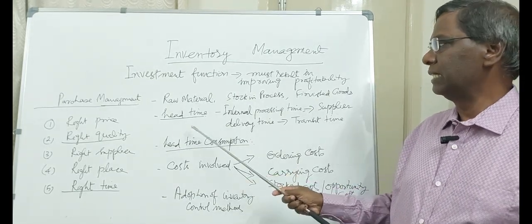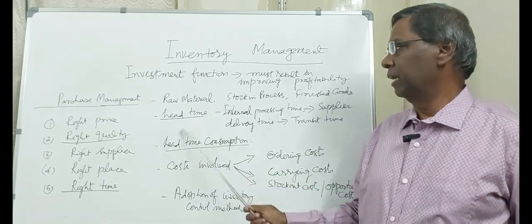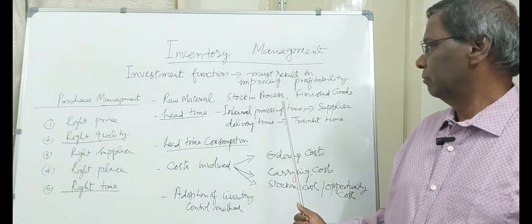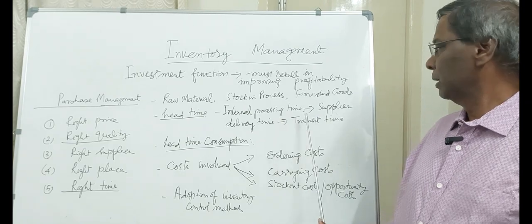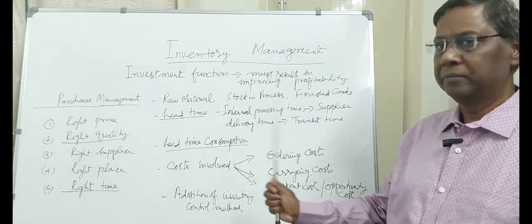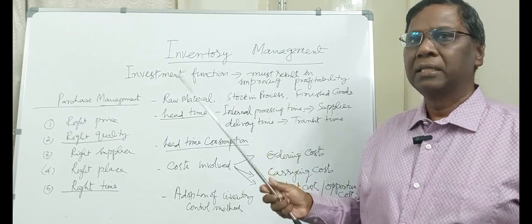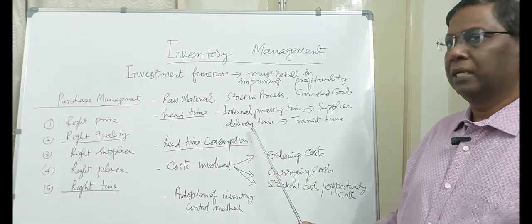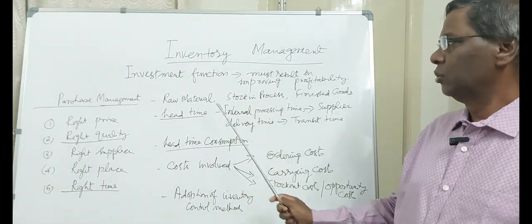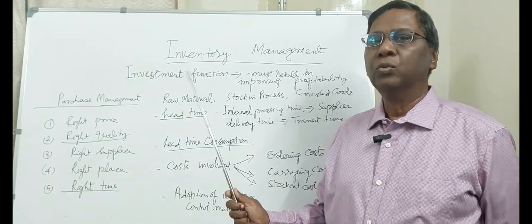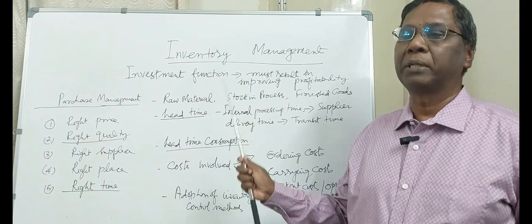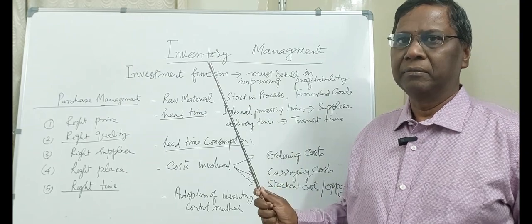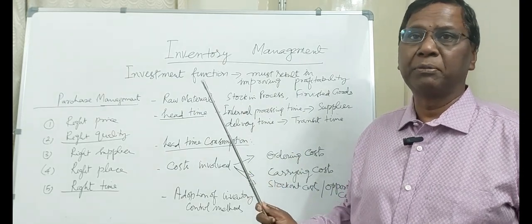What is important to see as a businessman, as a student, is the lead time. What is lead time? Lead time is nothing but internal processing time, plus supplier delivery time, plus transit time. These three make up lead time. Lead time differs from business to business. You must choose a supplier whose lead time is lesser. If you have four suppliers, you should choose the supplier who has the least lead time. At the same time, you cannot compromise on quality.